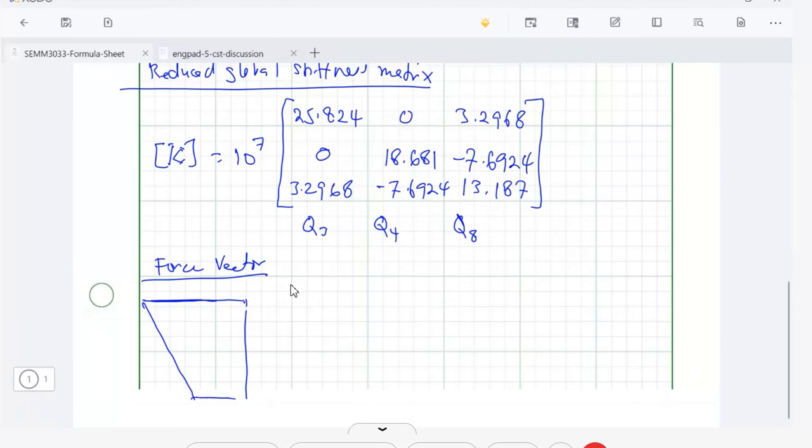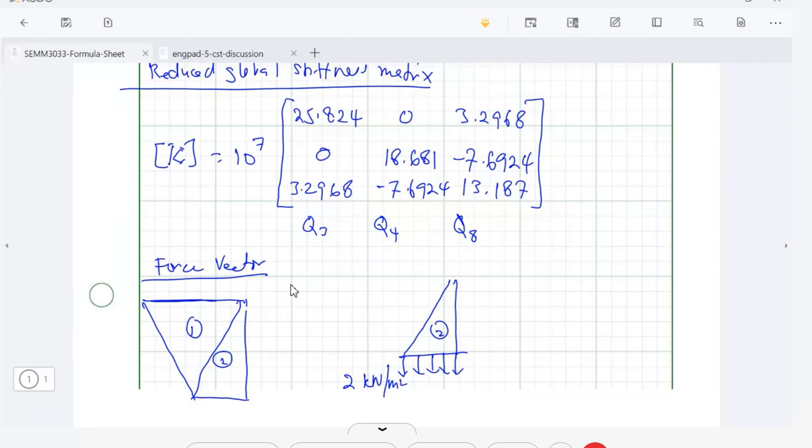So this is element one. This is element two. Is there any load at element number one? None, right? So if you look at element number two, we know that there's a uniform load, and at the same time, we also have our concentrated load. So this is 2 kilonewton per meter square.